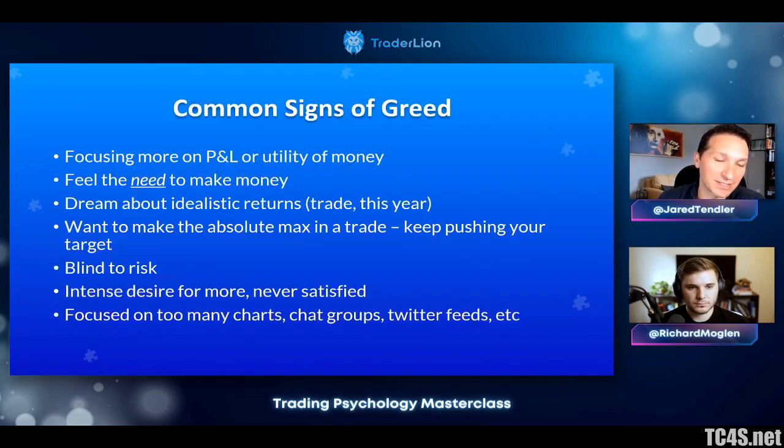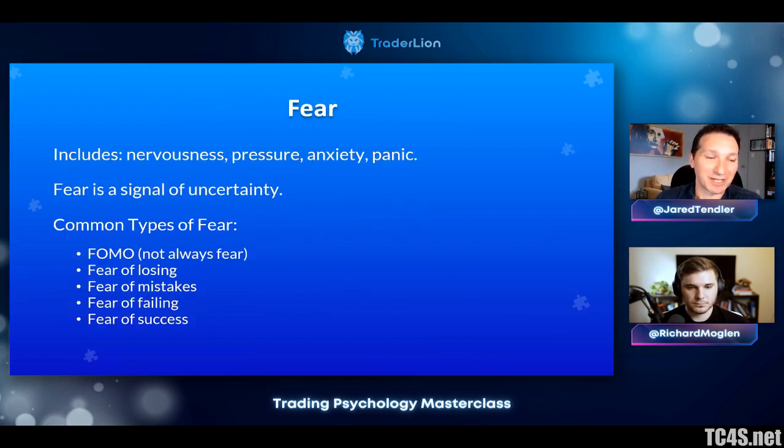And so these are the common signs that you're going to start to look for, right? Focusing more on P&L or the utility of money, feeling the need to make money, dreaming about idealistic returns, wanting to make the absolute max in a trade, being blind to risk, an intense desire for more, never feeling satisfied, focusing on too many charts, chat groups, Twitter feeds, etc. Okay. But if you've noticed, any of these signals can be evidence of anger or fear or confidence issues. So again, you pick the bucket and I will work with it. Okay. But for me, an irrelevant topic. All right.